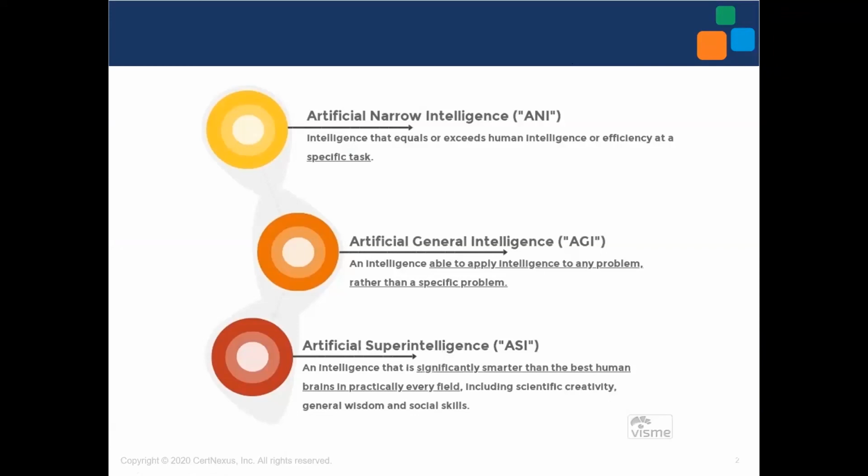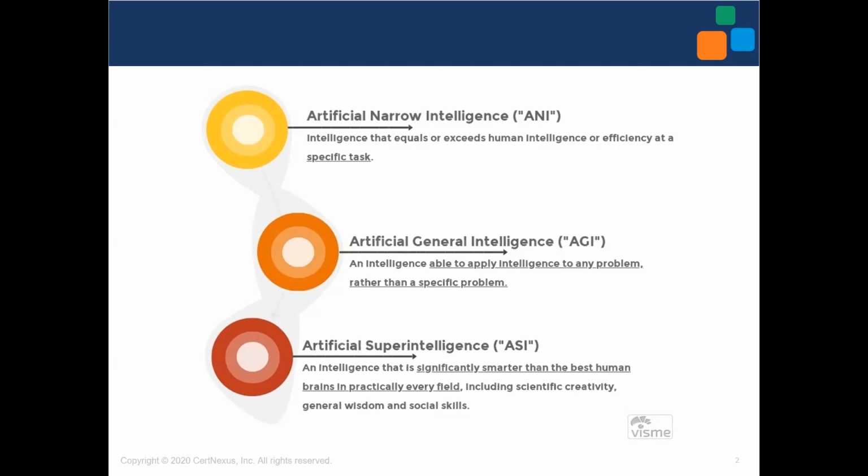But what we're computing today, in most cases, and we'll learn more about machine learning and deep learning, is the use of what we call artificial narrow intelligence. And this is where intelligence equals or exceeds our intelligence as humans, but at an efficiency at a specific task. So artificial narrow intelligence: a specific task that equals or exceeds our intelligence.